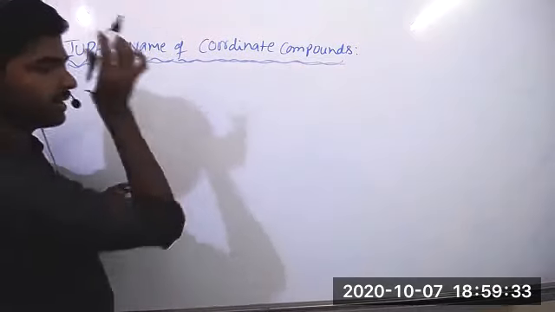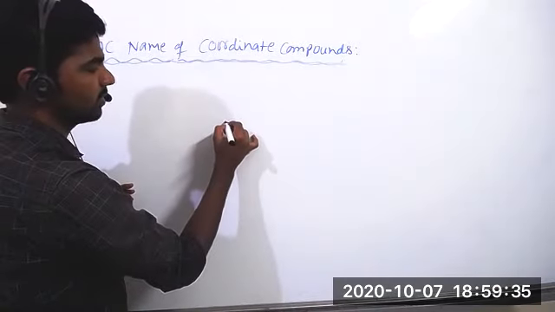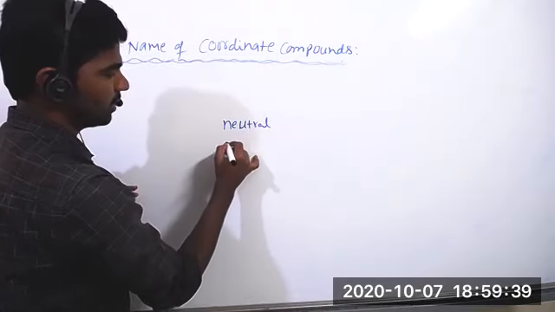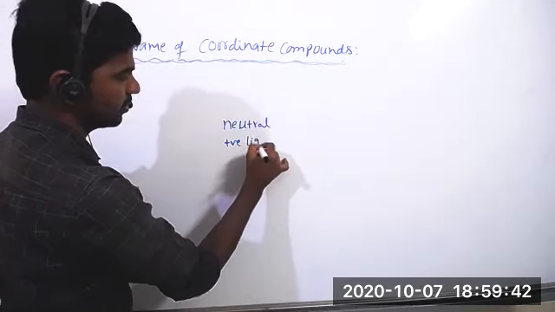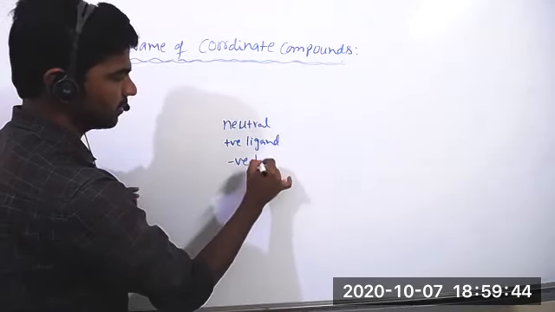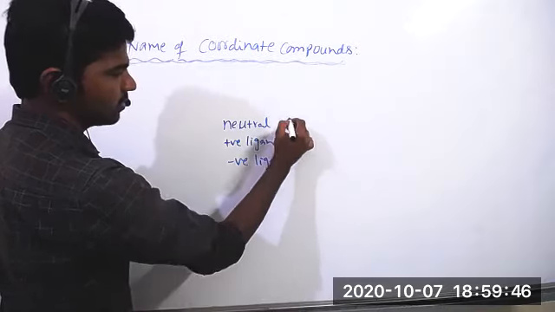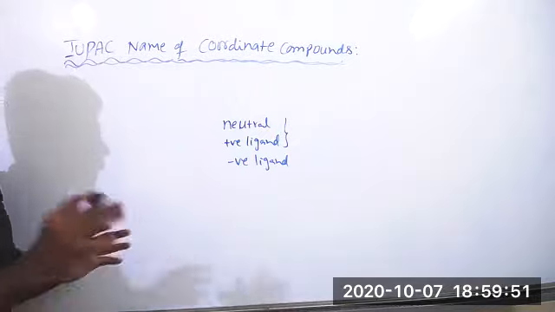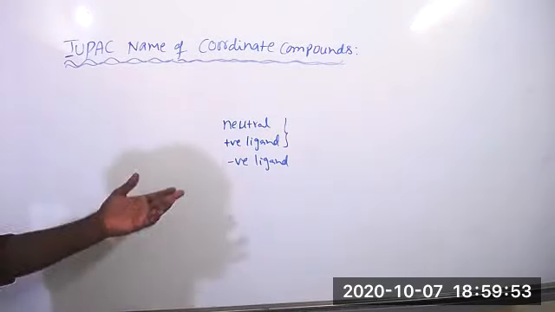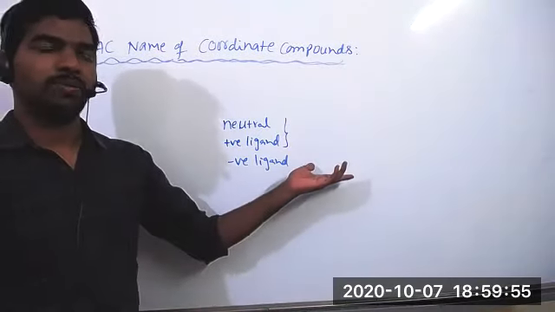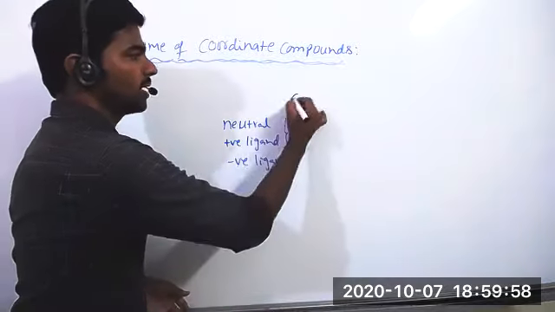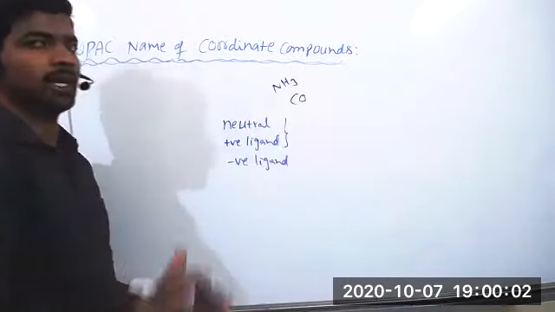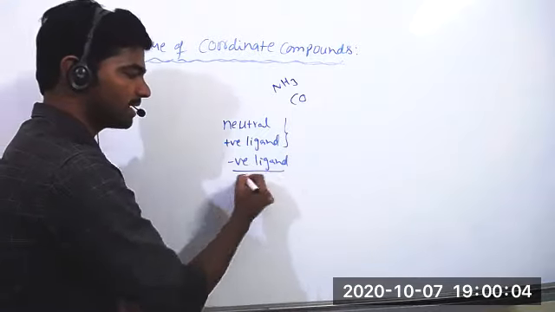So we have three types of ligand. We said there is a neutral ligand, positive ligand, and negative ligand. Suppose in the complex neutral ligands or positive ligands are there. We write them by their name as it is. Suppose neutral ligand water is there, we give aqua. CO is there, we write simply carbonyl. Ammonia NH3 is there, we write amine. That's okay.